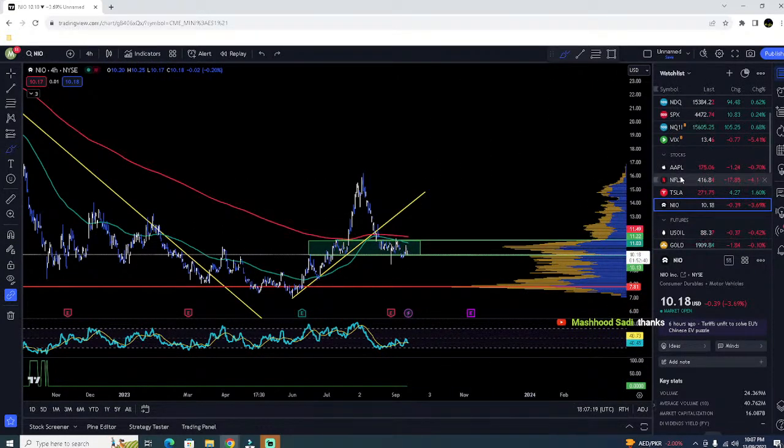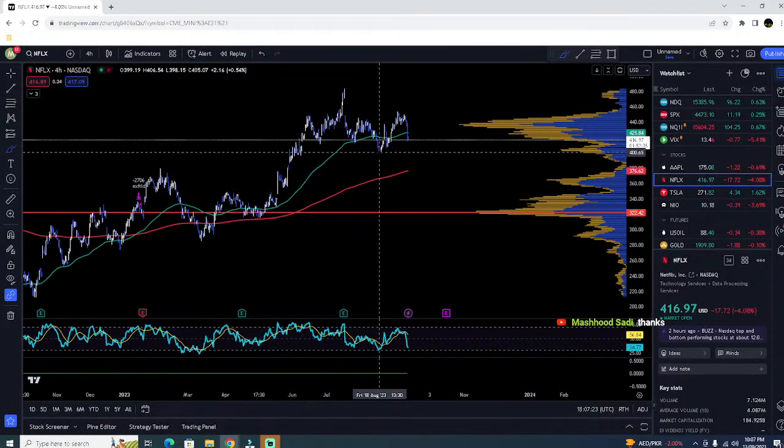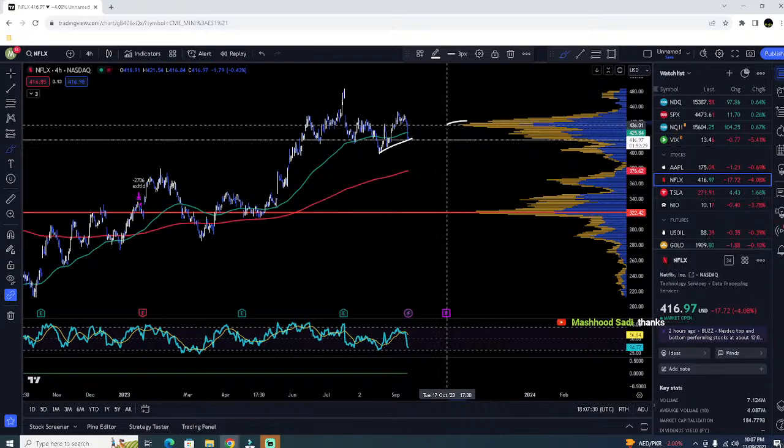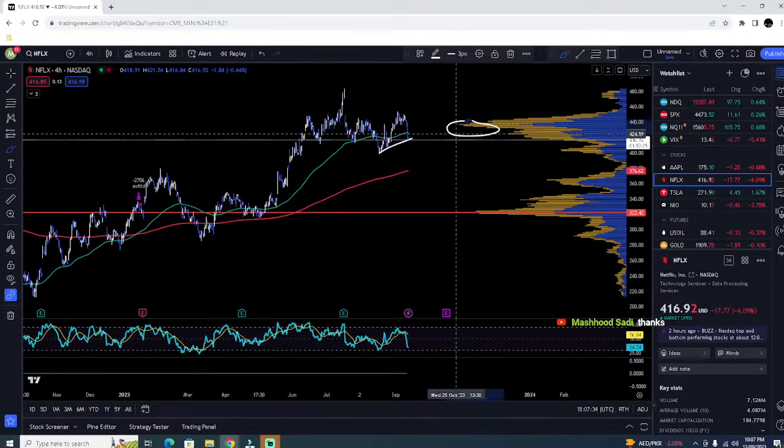Let's take a look at Netflix now. So look at this price action. The market is trying to make this higher low right now. Look at this peak in volume, roughly around 437, 438, and this is from where we are seeing rejection.